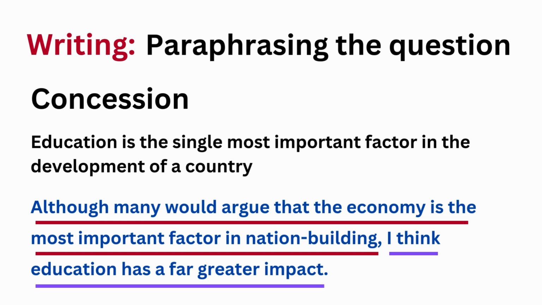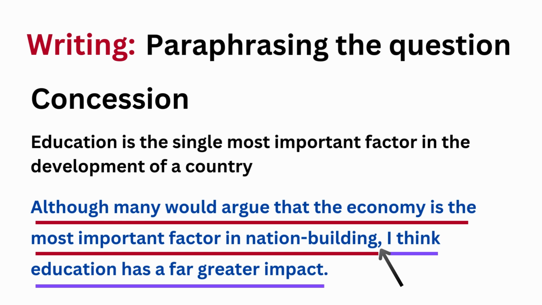And then we have a second part, so we have two parts to this sentence. I think education has a far greater impact. So the first part of the sentence is in red, and it's the although part, and the second part of the sentence is in purple. And that's, I think education has a far greater impact. And they're separated by a comma. So a concession has two parts to it. You say what the other people think first, in this case. Although many would argue that the economy is the most important factor in nation building. So this is what some people would say. Now I'm going to say what I think. I think education has a far greater impact.